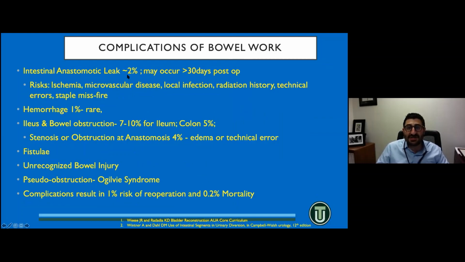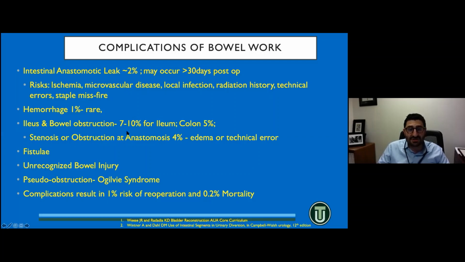Obviously the bowel work tends to be what results in the majority of the complications with urinary diversion and with cystectomy. Intestinal leaks are not common. May occur around day 12, but I've seen them as early as day 4 or 5. The risks for anastomotic leak of your intestinal anastomosis are ischemia, microvascular disease, infection, radiated bowel, technical errors, and staple misfires. Hemorrhage as a result of bowel work is rare.